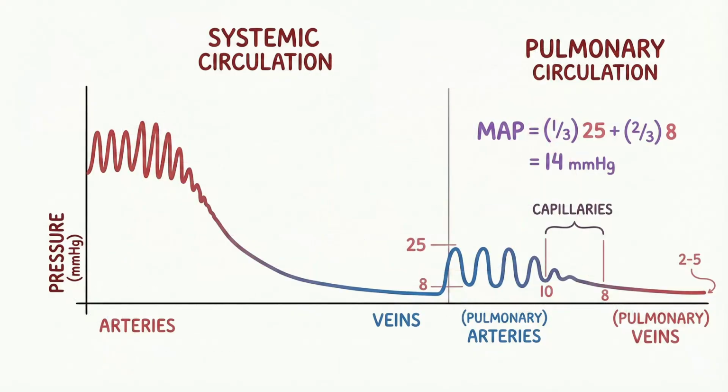Alright, so this whole bit we just talked about is the systemic circulation, but once the blood gets to the right atrium, it enters the right ventricle and pulmonary circulation. So here, in the pulmonary arteries, the pressure is 25 millimeters mercury during systole and 8 millimeters mercury during diastole, which means that the mean arterial pressure in the pulmonary artery is 25 times 1/3 plus 8 times 2/3 equals 14 millimeters mercury. That pressure drops to 10 millimeters mercury in the capillaries, to 8 millimeters mercury in the pulmonary vein, then to 2 to 5 millimeters mercury in the left atrium.